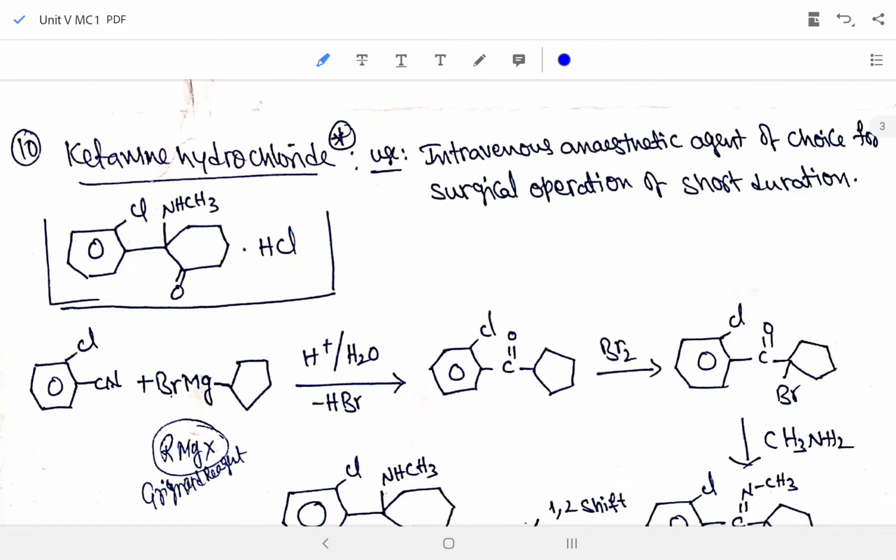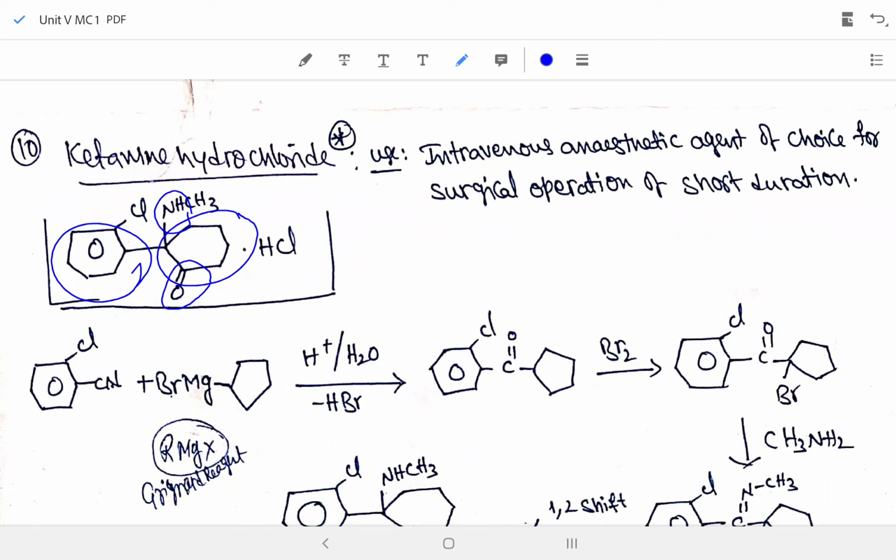And the other dissociative anesthetic is ketamine hydrochloride. This is a short acting general anesthetic. So this is the ketone group, right? C double bond O, and this is the amine. That is the reason its name is ketamine. Fine. And you have to remember that there is a phenyl ring and a cyclohexane ring and the attachments.